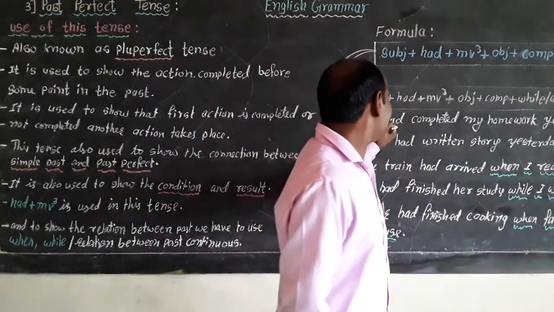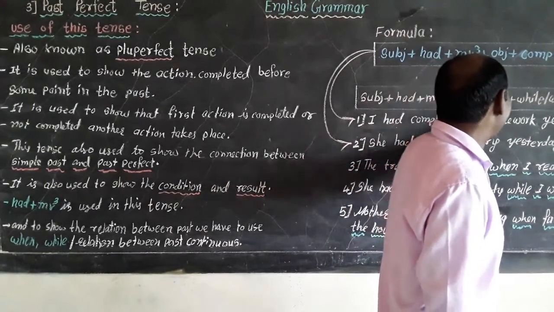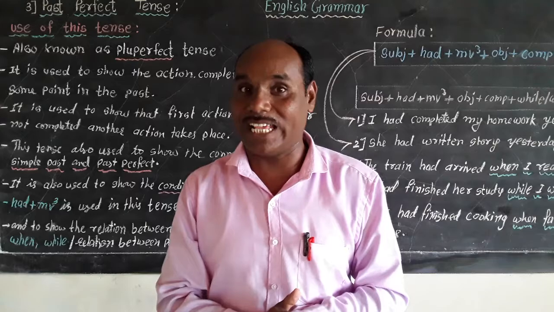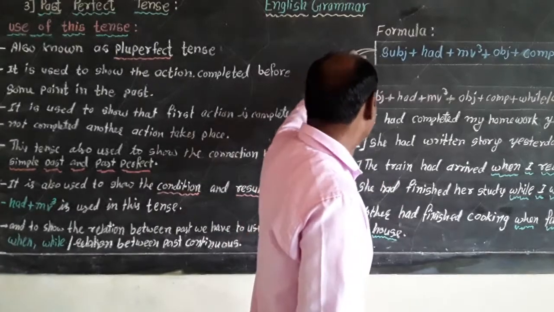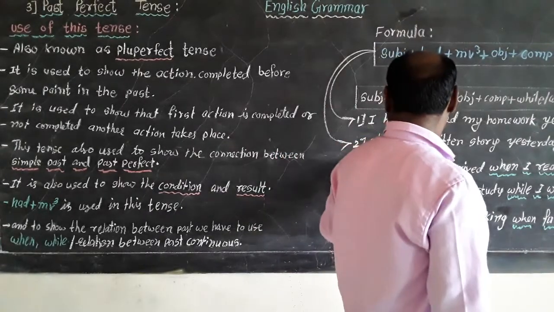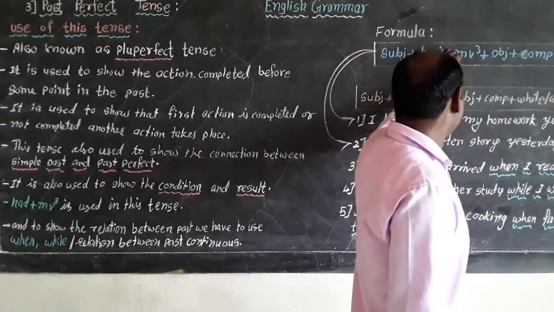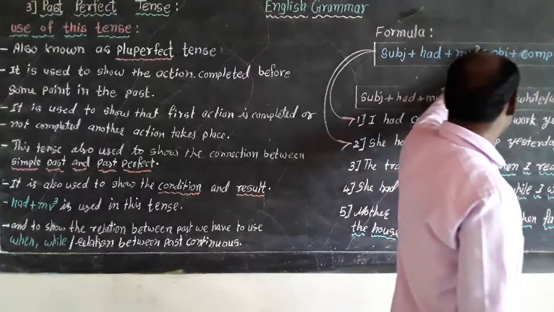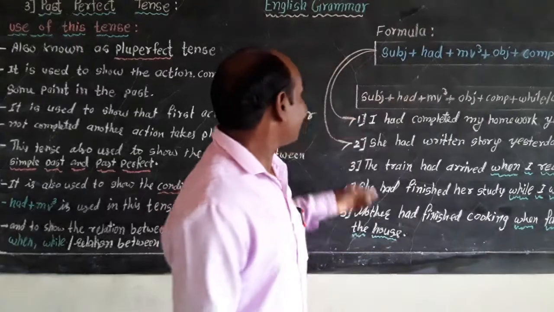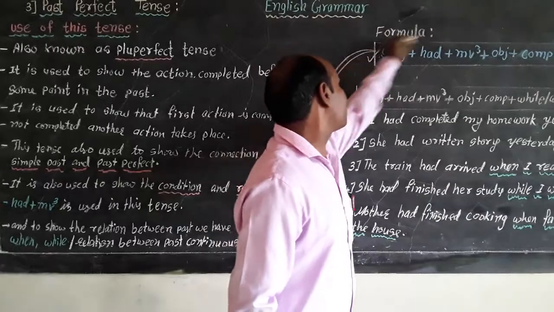Subject I, had helping verb, completed MV3, my homework object, and complement yesterday. This is how the sentence of past perfect tense is prepared. Now let us see the next. Subject she, had helping verb, written MV3, story object, and yesterday in the evening is a complement. This is how the sentences are used in past perfect tense using this formula.